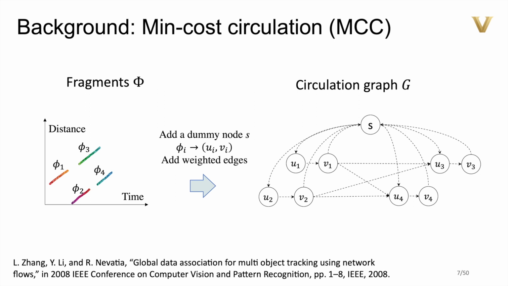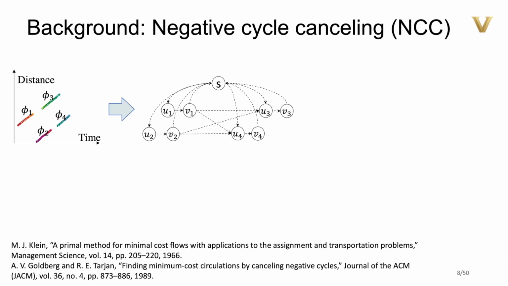And to know which fragments should be combined together, we will run this algorithm called negative cycle canceling. This is a well-established algorithm based on iterative improvement.